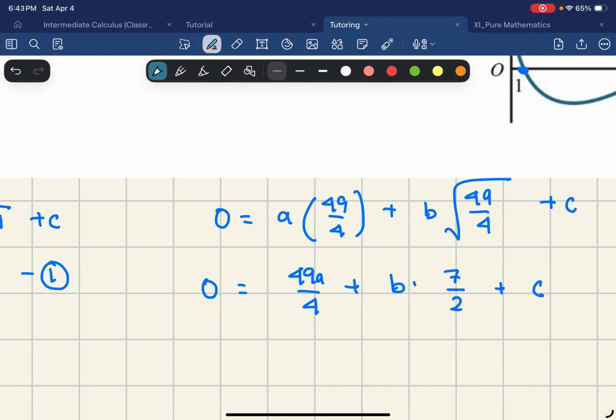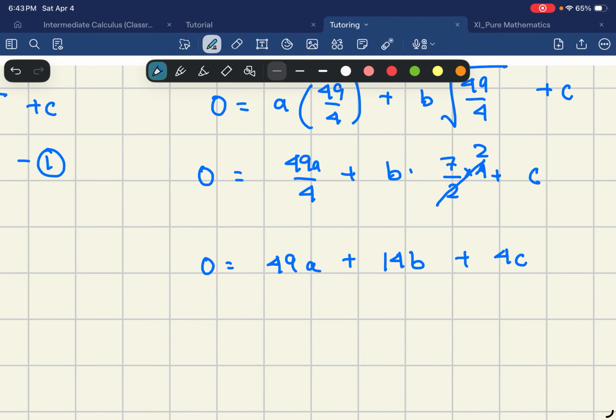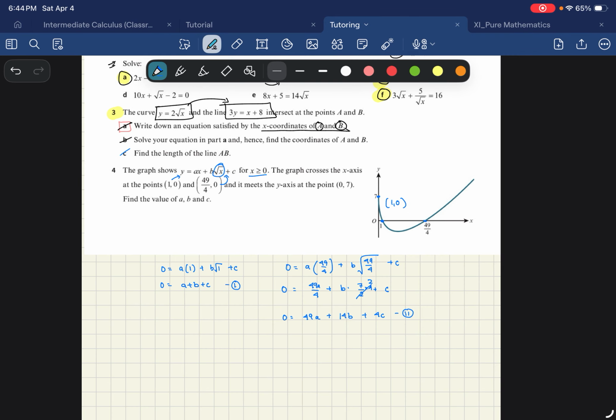That is 7 by 2, plus c. And we can multiply by 4 because it's harder to work with fractions. So let's just multiply by 4 everywhere. So we get 49a plus 14b, because if you multiply by 4, 4 divided by 2 gives me 2, and 2 times 7 gives me 14b, plus 4c. So this is equation 2.